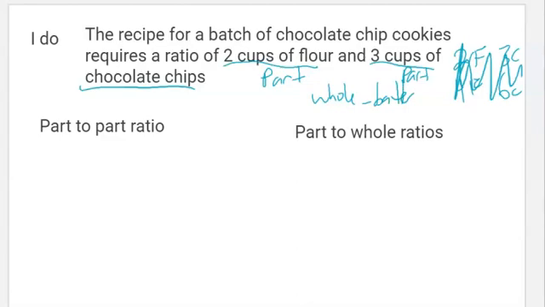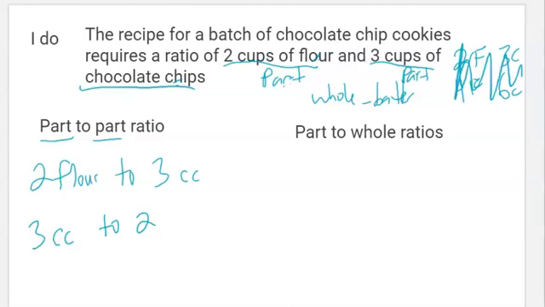The part to part ratio is the ratio of the 2 parts, the flour and the chocolate chips. Those are the 2 parts. So the part to part ratio is 2 cups of flour to 3 cups of chocolate chips. I'll call them CCs. That's the only part to part ratio. It's the 2 parts. You can reverse it and just say there's 3 cups of chocolate chips to 2 cups of flour. But that's the same thing.